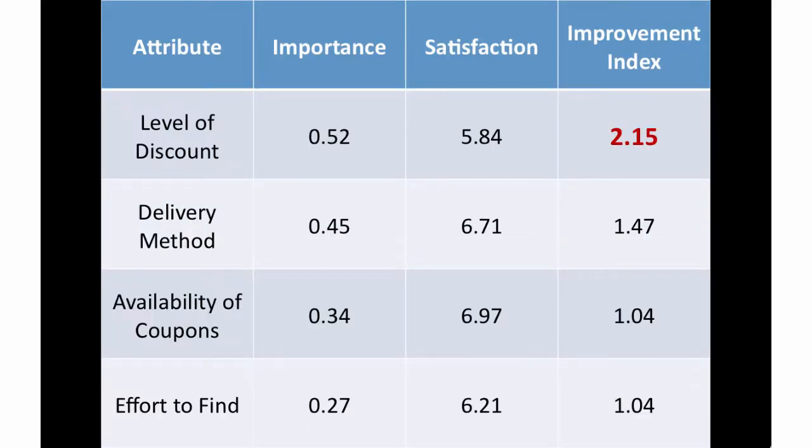Here we go. I know we're repeating ourselves here, but level of discount, we really need to improve that. And how we got this score is we took the importance, 0.52, and multiplied it by the scale, which was 10, subtracted by 5.84. You do that quick calculation, and that gives you 2.15 for the level of discount. We did that through all of them, and then ranked them in ascending order. And like I said before, the higher the number, the more important it is, and you need to focus on that one over other priorities.